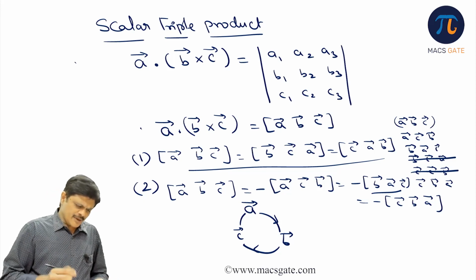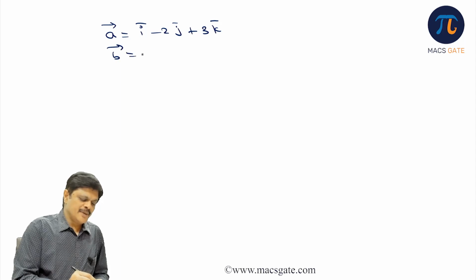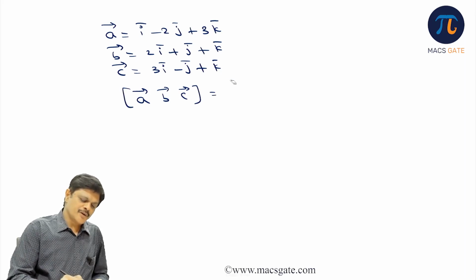Okay, so we can take one example. Suppose A is i bar minus 2j bar plus 3k bar, B is 2i bar plus j bar plus k bar, and C is 3i bar minus j bar plus k bar. And you want to find the scalar triple product ABC. This can be represented as the box product, as I told you, or you can write A dot B cross C. Both are one and the same.